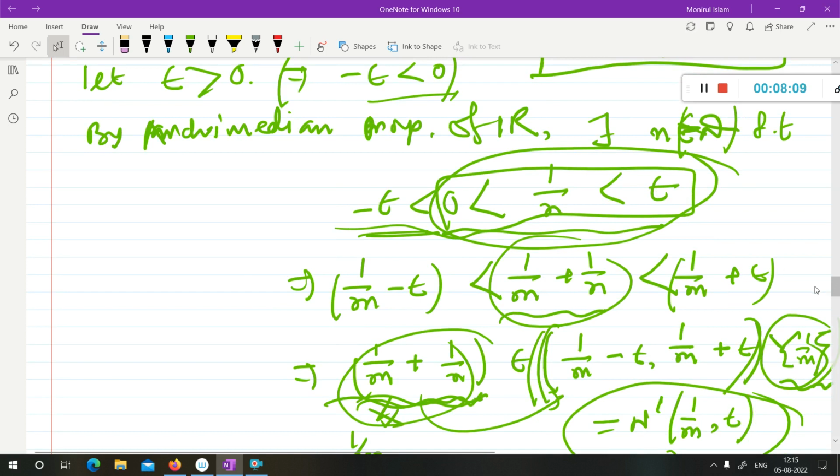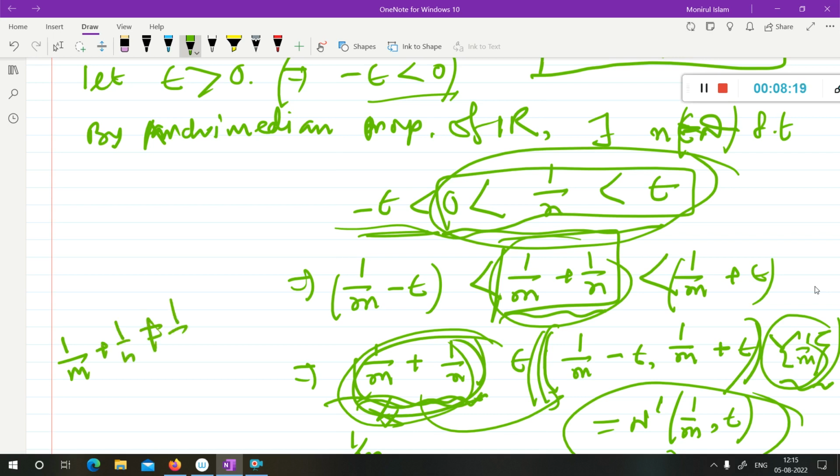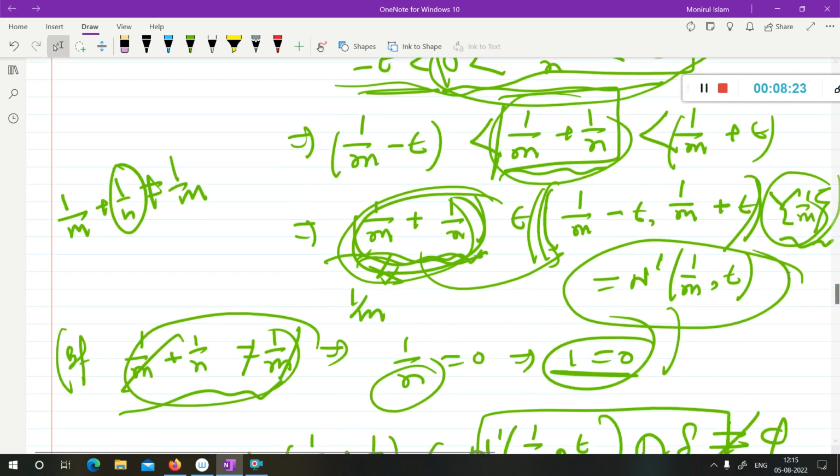So from here you can say that this number belongs to the interval 1 by m minus epsilon to 1 by m plus epsilon. Now this number is never equal to 1 by m, because 1 by n is non-zero. So you can say this belongs to the deleted neighborhood N dash of 1 by m, a neighborhood centered on 1 by m with radius epsilon.